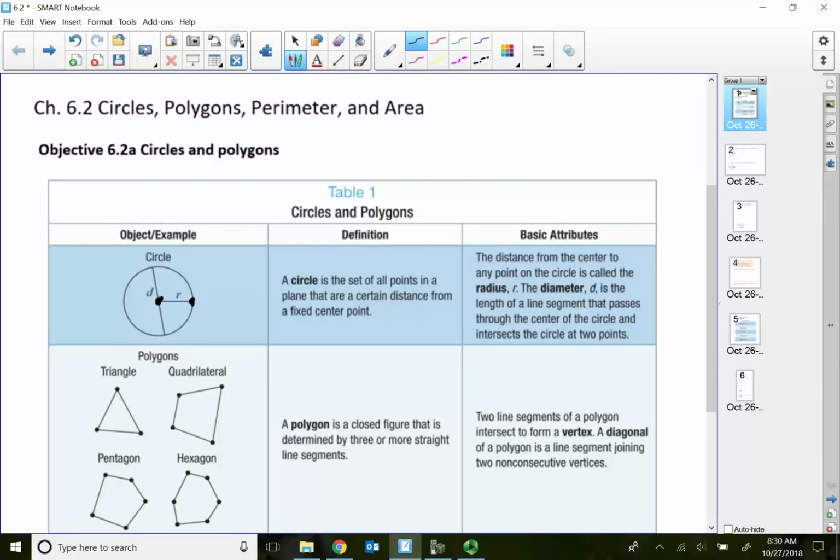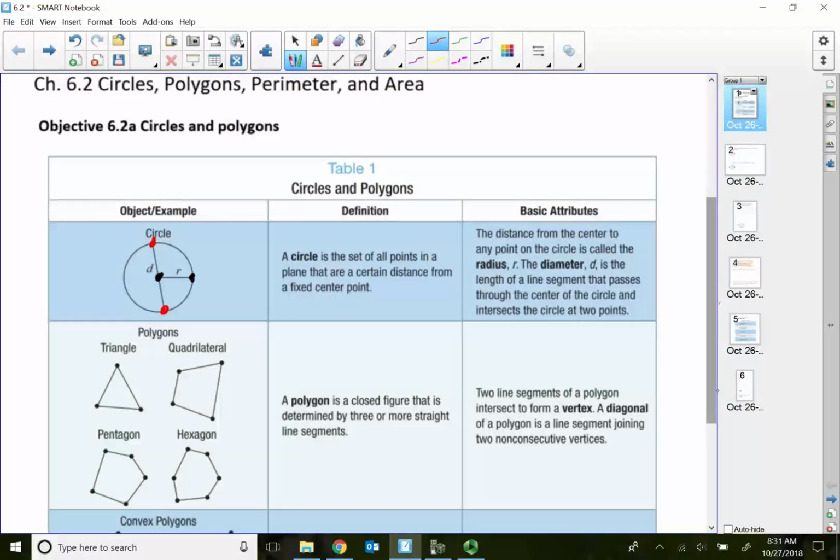The diameter d is the length of a line segment that passes through the center of a circle and intersects the circle at two different points. So from any point on the circle to another point on the circle, as long as it passes through the center, that line segment is called a diameter.